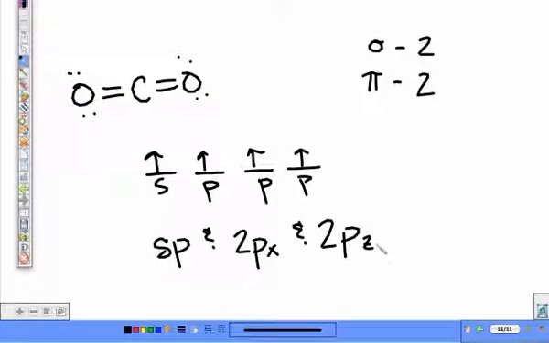Is it 2 because of the 2 pi bonds? No, it's 2 because carbon's in the second energy level. So if it would have been silicon instead, that's in the third energy level, so it would be 3p. Oh, that's my problem. 2p actually, because we have 2 pi bonds, so we have 2 that do not hybridize. So then germanium would be 4. Yes.